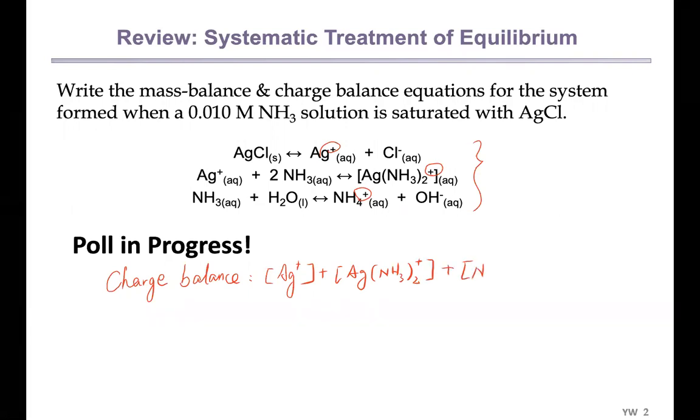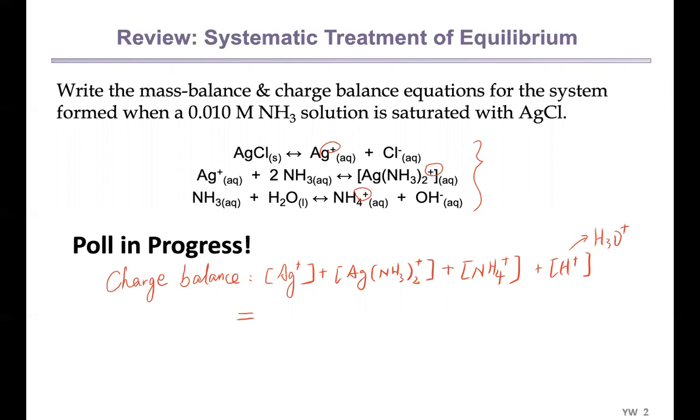Plus NH4. Is there anything else for cations? No, I think that's it. Think again, please. Oh, hydronium ion? Yes. So we also have hydronium ion, or you can write H3O. It's the same thing. All right. So these are the cations.